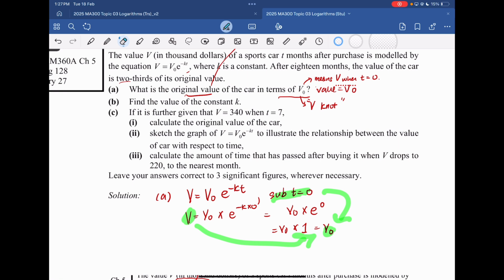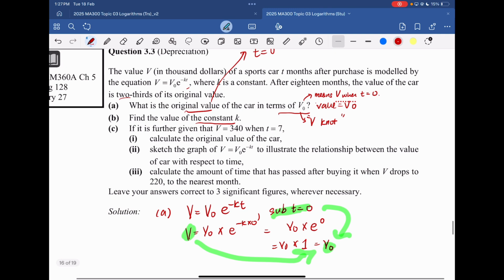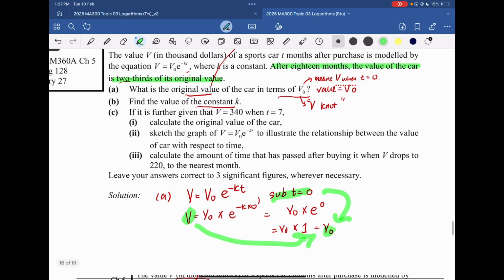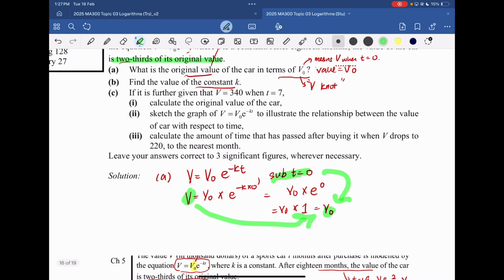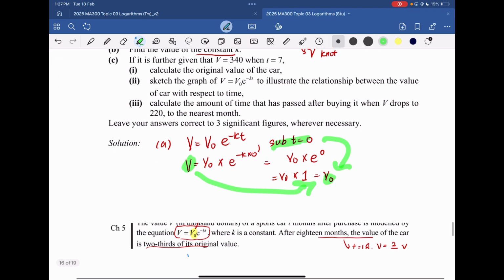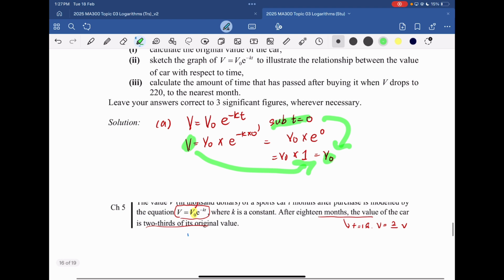So I go to part B. They say I want to find the value of the constant k. How do I do that? There's another hint given to you. After 18 months, the value is 2/3. You read in English, you think in math. 2/3 times V0 equals V0 times e power negative k times 18.